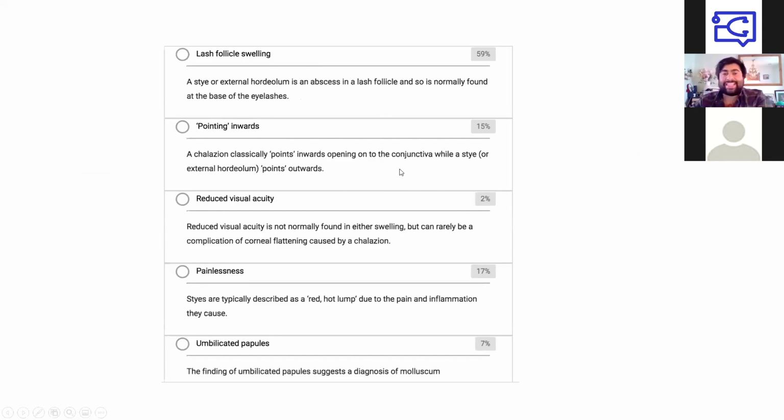I went through this SBA and I was like, right, ophthalmology, obviously I'm going to smash this. And this was the first question, and I just got it wrong. So I think this is a hard question, actually. Painlessness here, again, one that a lot of you went for, is incorrect because chalazion is classically painless. And umbilicated papules will be a sign of molluscum.